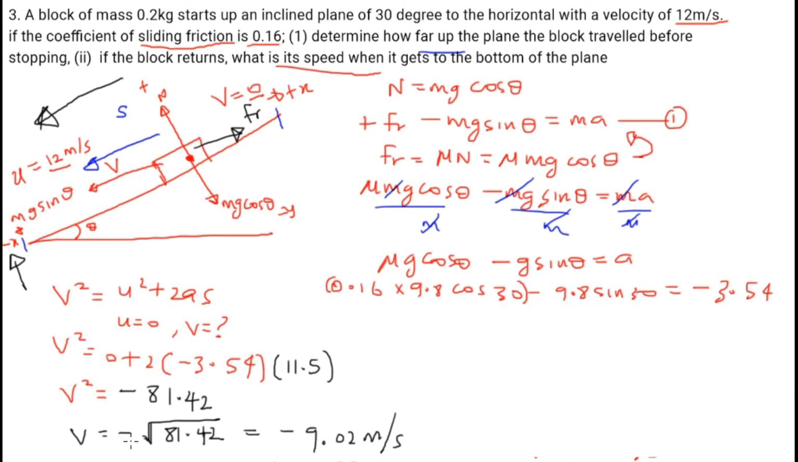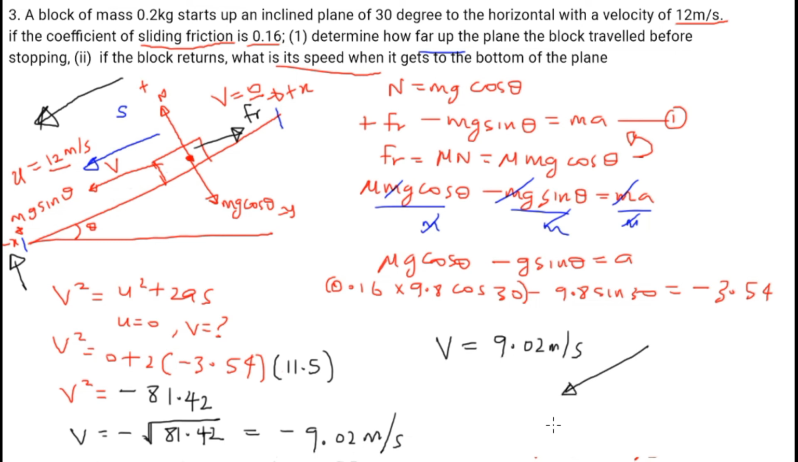So the final velocity of the object is minus 9.02 meters per second, where we can say that the magnitude of that velocity, or the speed, is 9.02 meters per second. Okay, so speed is a scalar quantity. It is irrespective of the direction, so we can omit the negative sign. But talking about the velocity, it is 9.02 meters per second down the inclined plane.